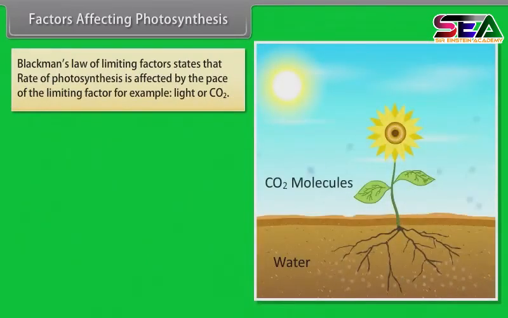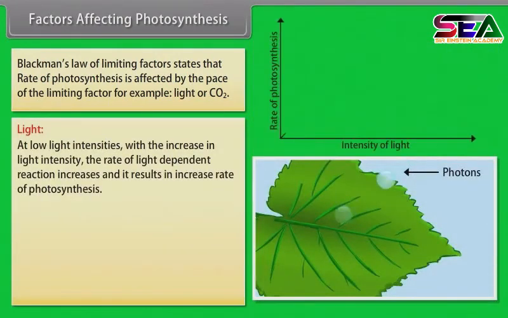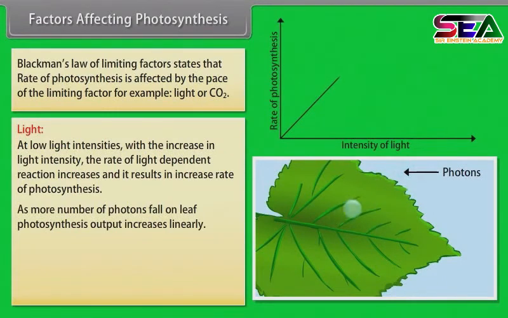Factors affecting photosynthesis. Blackman's law of limiting factors states that the rate of photosynthesis is affected by the pace of the limiting factor, for example, light or CO2. Light. At low light intensities, with the increase in light intensity, the rate of the light-dependent reaction increases and it results in an increased rate of photosynthesis. As more photons fall on the leaf, photosynthesis output increases linearly.